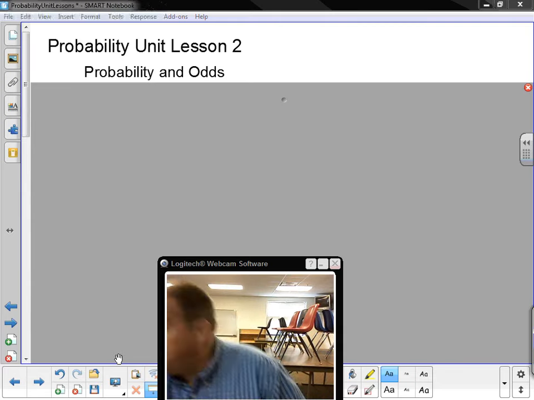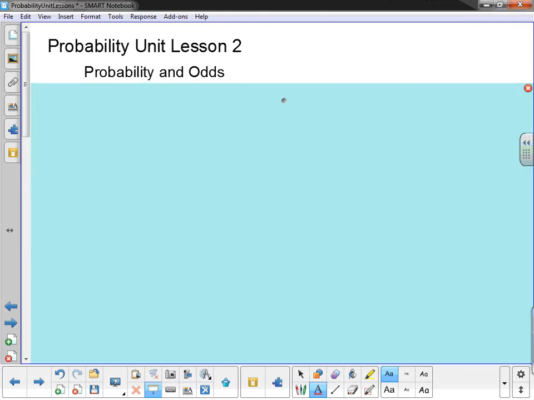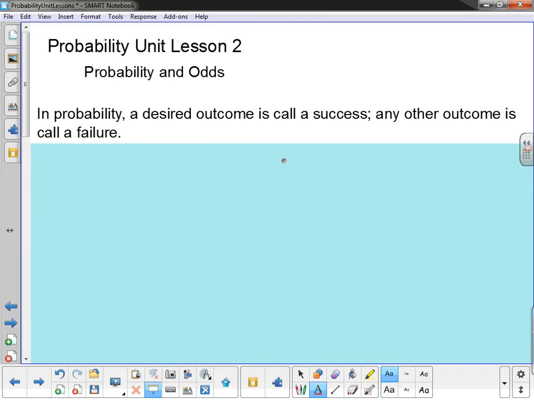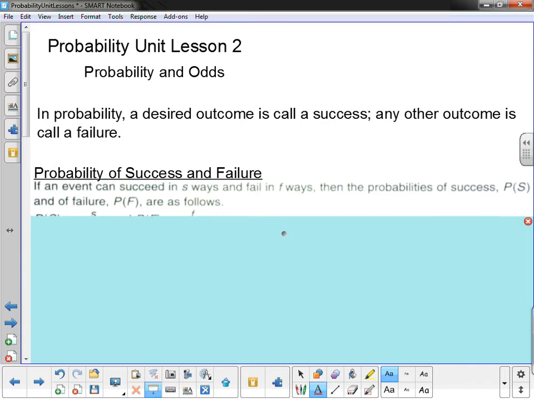So let's get going. The first thing we want to look at here is that in probability and odds, a desired outcome is called a success. Any other outcome is called a failure. So if it's what I want to happen, I call that a success. Now, here's how we find the probabilities. Probability of success and failures.